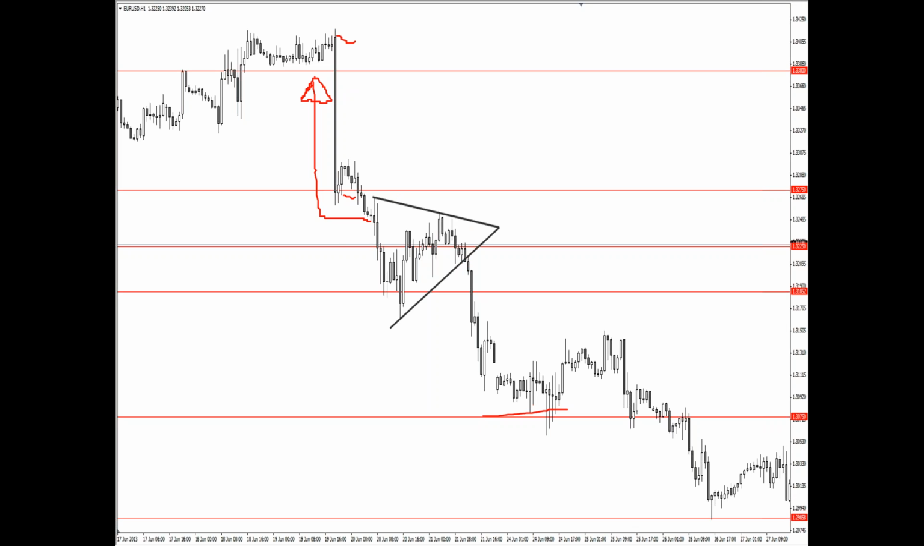Okay, Carolyn is asking about three Buddha tops and bottoms. Actually, those are a form of inverted head and shoulders, and it's a lot easier to say inverted head and shoulders because a lot of traders simply do not understand what three Buddha top and three Buddha bottom are. Actually, three Buddha top and three Buddha bottom are inverted head and shoulders variants.